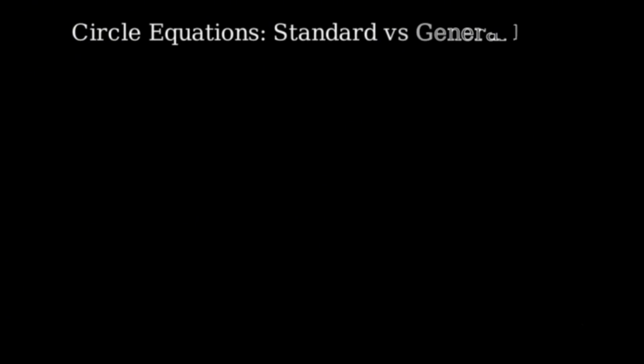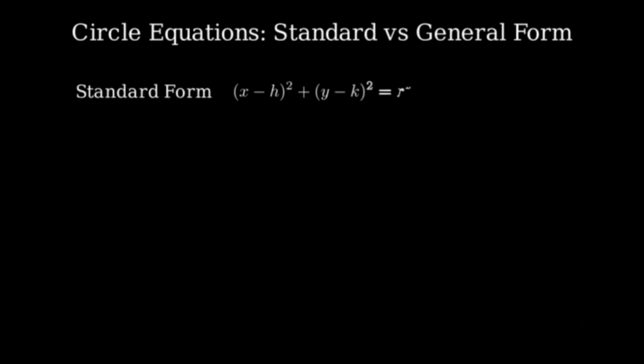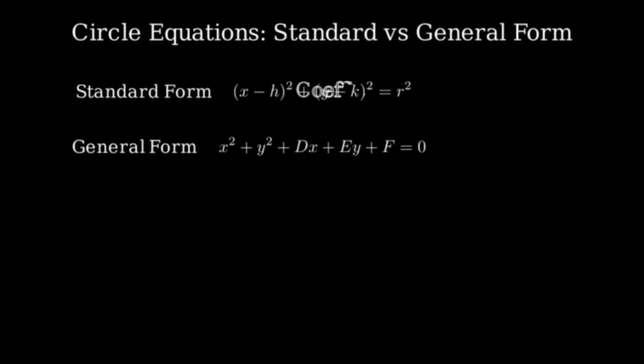Let's explore the relationship between the standard and general forms of circle equations, 2 key ways to represent circles mathematically. The standard form of a circle equation shows us the center and radius explicitly. Here, h and k represent the center coordinates at the point h, k, while r represents the radius of the circle. The general form looks quite different with coefficients d, e, and f. This form is often what we encounter after algebraic manipulations, but it doesn't immediately reveal the circle's properties like the standard form does.